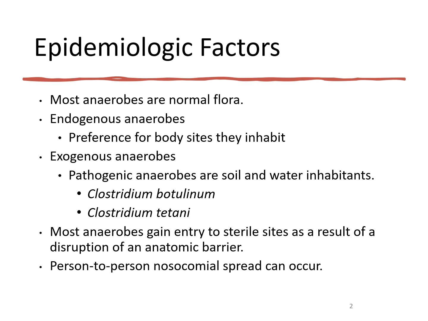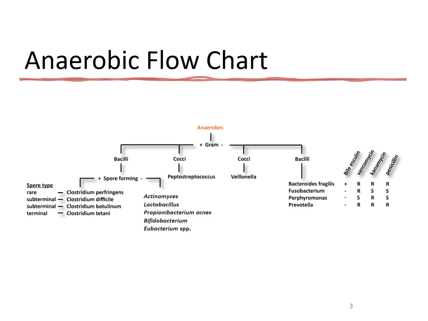With your exogenous anaerobes, these are pathogenic anaerobes that are usually found within the soil and the water. Examples of this would be Clostridium botulinum and Clostridium tetani. Most anaerobes gain entry into a sterile body site as a result of a disruption in some sort of anatomic barrier, like a break in the skin or some sort of trauma. And most of them have person-to-person spread that will cause the organisms to spread from individual to individual.